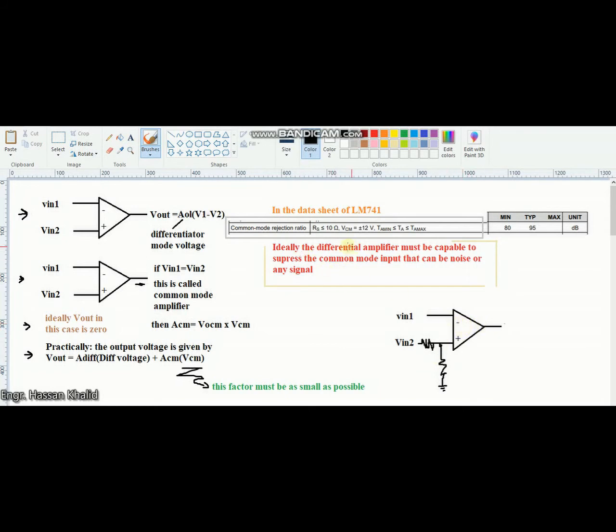So ideally, if I look at the definition of this differential amplifier, the differential amplifier must be capable of suppressing the common mode input that can be noise or any signal, whatever you are providing over here. Okay, so let's just summarize: the common mode gain of this amplifier, ACM, is equal to the V output, which is common mode, divided by the common mode voltage over here. Okay, so let's move ahead and see how we can define the common mode rejection ratio.